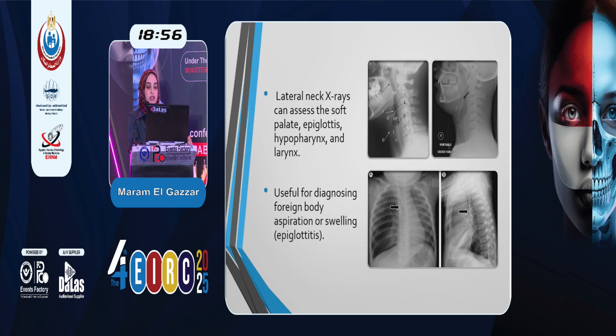Lateral neck X-rays can assess the soft palate, epiglottis, hypopharynx, and larynx. As is obvious in the picture, there is a lateral X-ray of the neck with notably visible nasopharynx, oropharynx, and hypopharynx. It is useful for diagnosing foreign body aspirations or swelling like epiglottitis. In such an image, we see the foreign body aspirated on the chest X-ray posteroanterior view and more obvious on the lateral view, while here there is a thumb sign of epiglottitis.